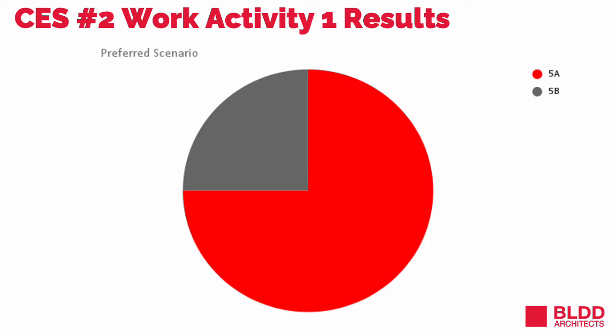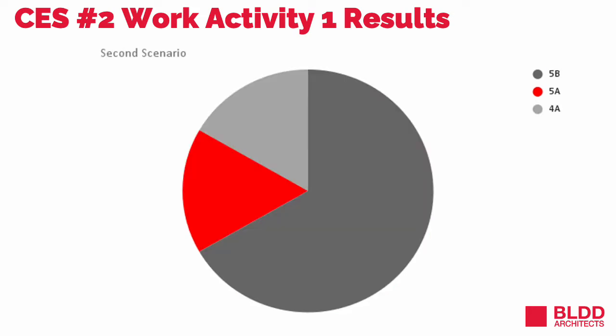In CES number 2, work activity number 1, of the 8 tables, all 8 selected one of the 6 through 12 campus scenarios as their top solution. 6 of those groups selected scenario 5A, which was the middle school addition to Arthur Lovington Atwood Hammond High School, with the other 2 selecting 5B, an entirely new 6-12 campus. Now, while not required, 6 of those groups did identify a second scenario. 5 of those selected the alternate to their first choice. Those that selected 5A selected 5B, 5B selected 5A, with the 6th identifying 4A, the new middle school.